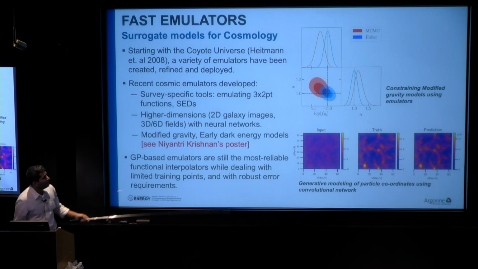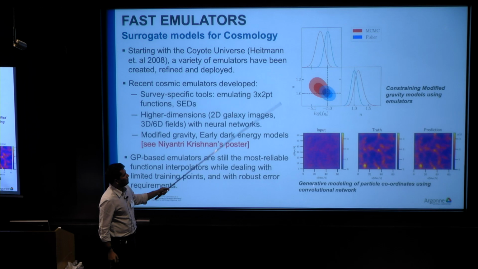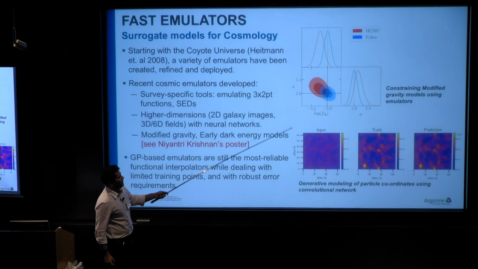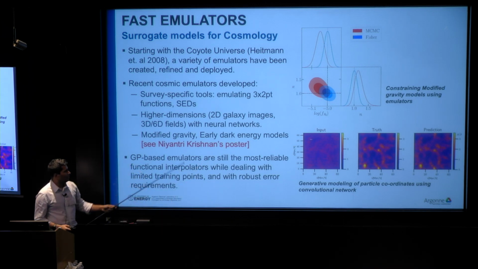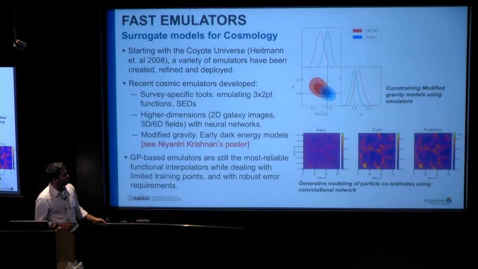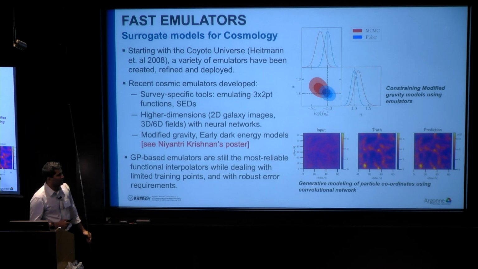The plot you see here is a constraint on this modified gravity model called Hu-Sawicki. This was based on LSST-like data. You can see both Fisher ellipses and MCMC posteriors. And the plot at the bottom is, I think, a 6-dimensional emulation, a mapping going from initial conditions to some high redshift, some low redshift field. And this was done using diffusion transformers.